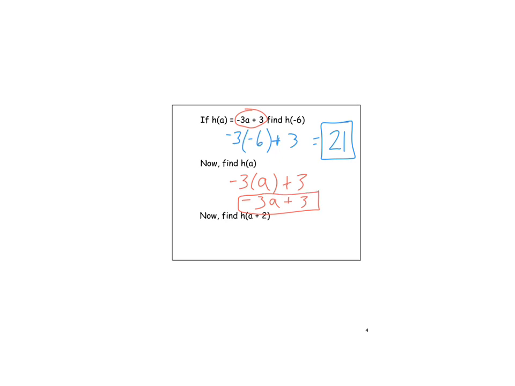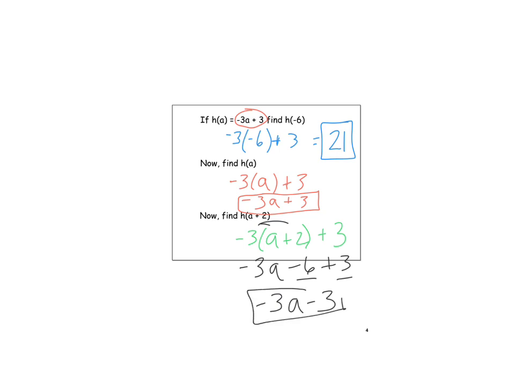And then the last part for this one, find h of a plus 2. So I'm going to take negative 3 and plug in a plus 2, plus 3. And again, this is where I do that distributing. I'm going to get negative 3a minus 6 plus 3, which lets me combine these last two terms because they're both numbers. Negative 3a minus 3 is what that would become.